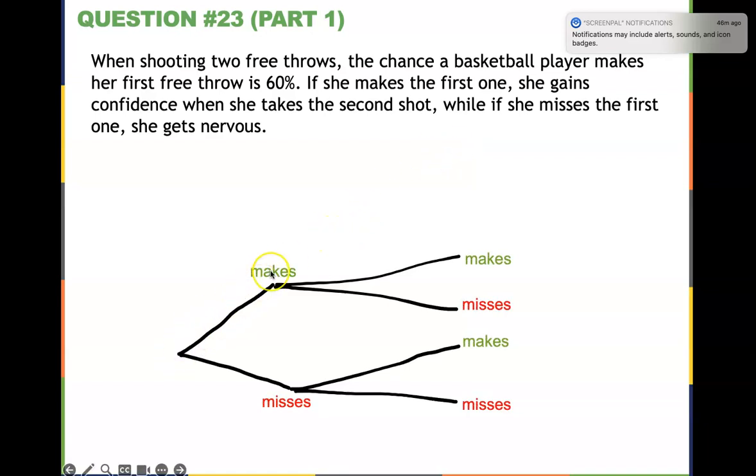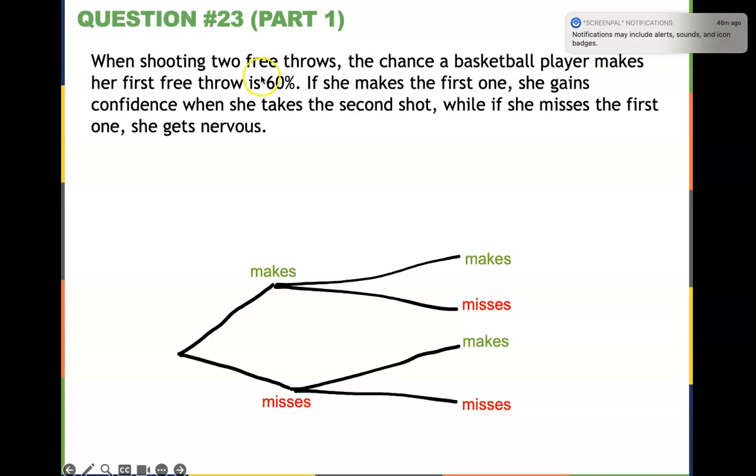on the first shot, she can either make it or miss it, right? And then on the second shot, again, she can either make it or miss it. So we've got the first shot represented by the first branch, and then these second branches are representing the second shot. So now you can have a make, miss, make, miss. So now we're going to use these values here to fill in the information.